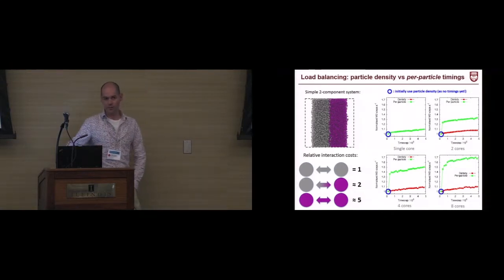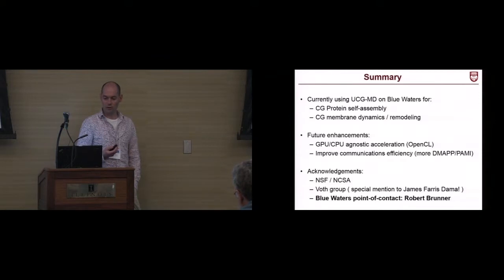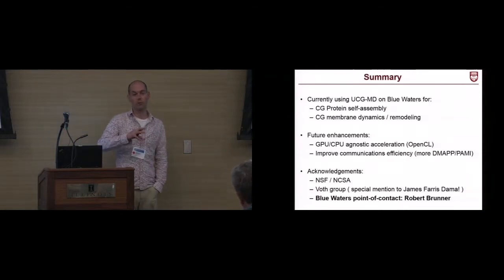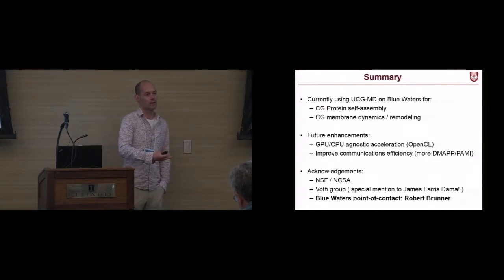So there's a lot of tricks that you need to think about when you're running these coarse-grained simulations, purely because the actual computational costs can be very different compared to a conventional simulation. So we're currently using this code for things like coarse-grained protein self-assemblies for these larger structures. We're doing coarse-grained membrane dynamics and remodeling of things like actin cytoskeletons on very large spatial scales.